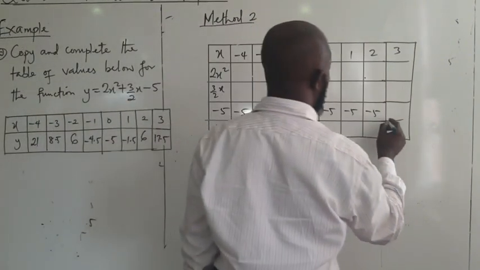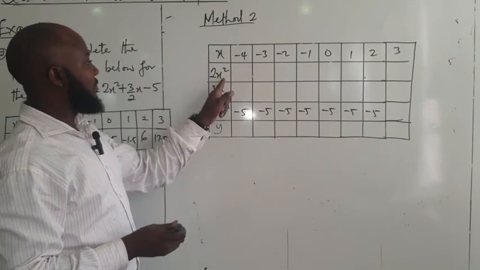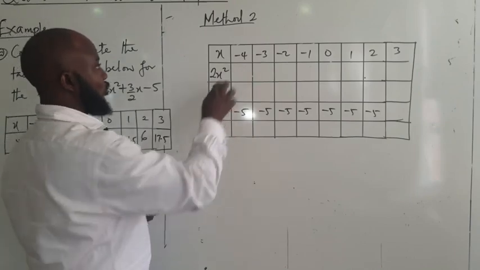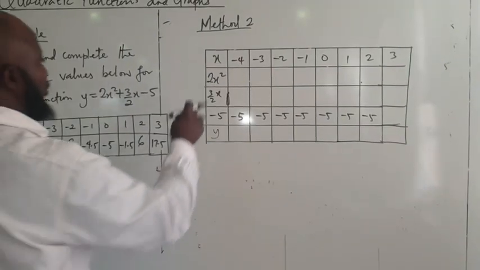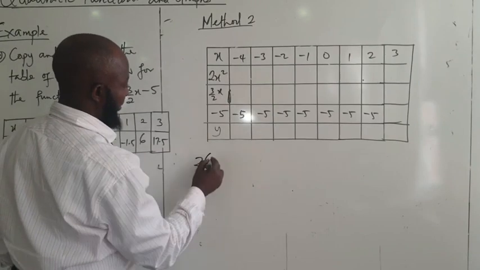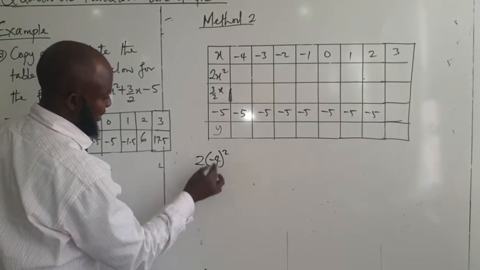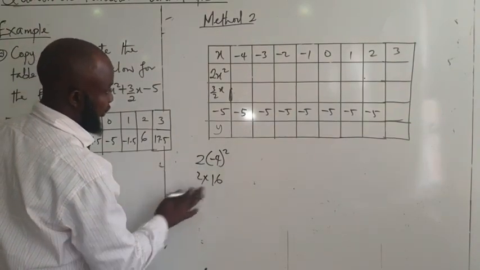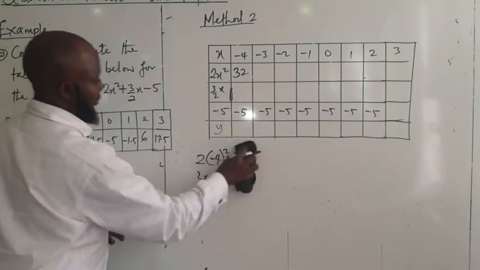Let's now see if we are going to have the same values here. What we're going to do is substitute the value of x in this and this, and write the answer here. So this is minus 4. x squared means minus 4 squared. This is 2 into brackets minus 4 squared. Minus 4 squared is 16. Then times 2 will give us 32. Is that clear? That is the first thing.